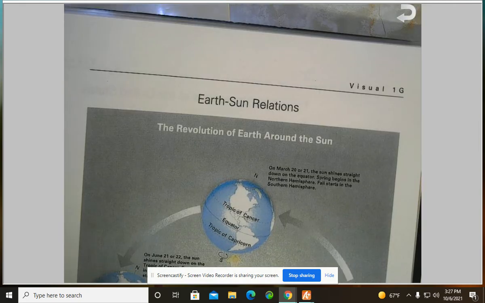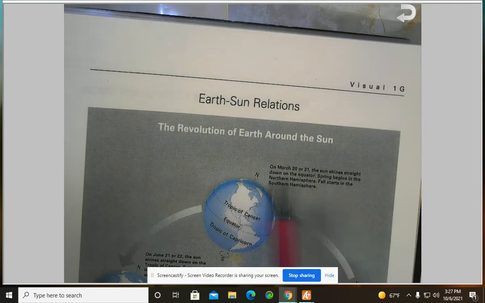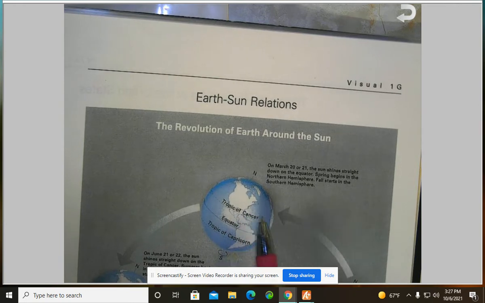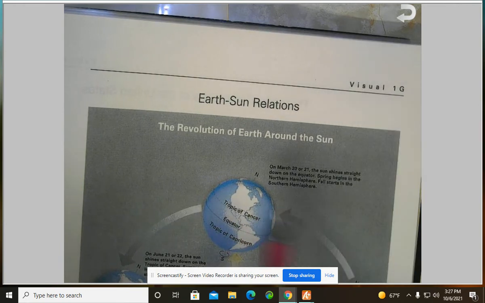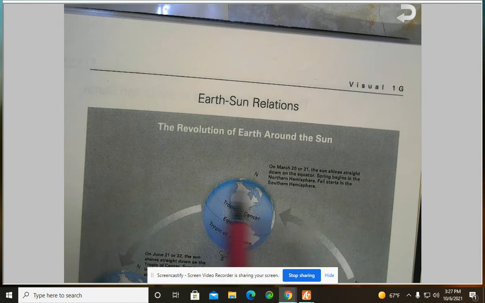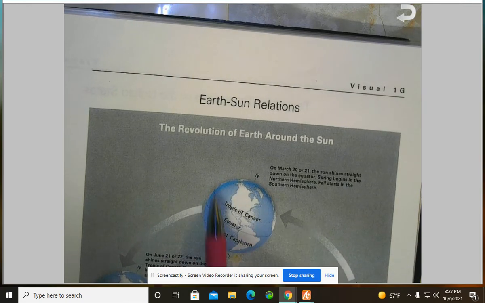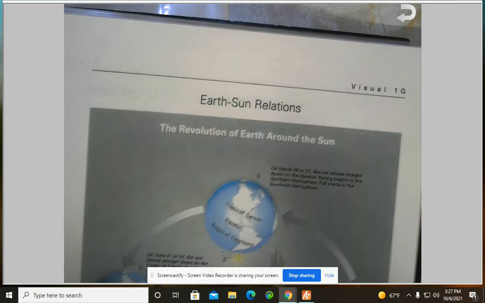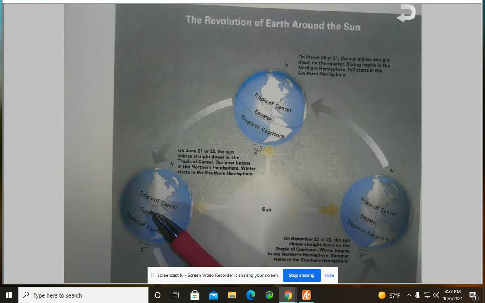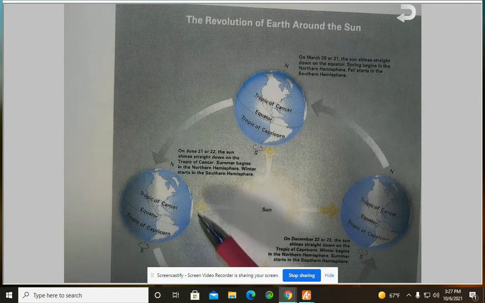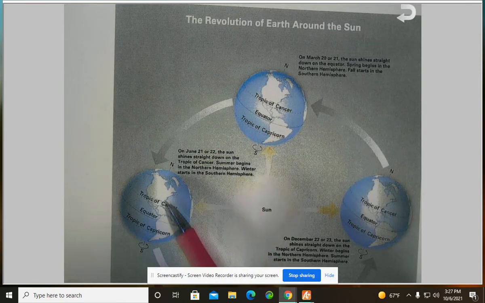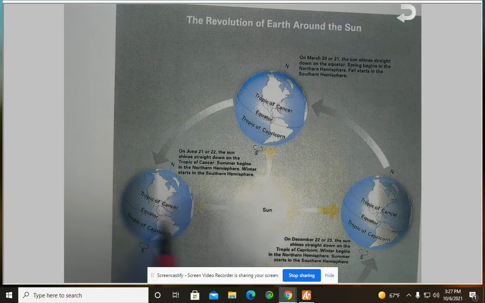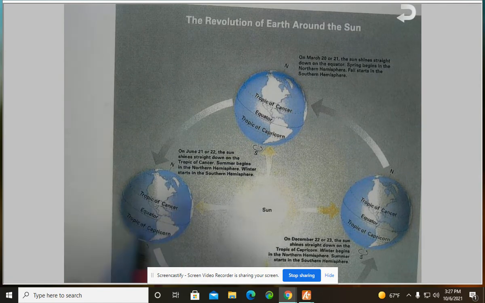So when this occurs on March 20th or 21st, that is the spring solstice. And that is when spring begins in the northern hemisphere. So all of the countries in the northern hemisphere are at spring. All of the countries and areas in the southern hemisphere are starting fall. In June, the sun shines straight at the equator, and all of the northern hemisphere is in summertime. All of southern hemisphere is wintertime.